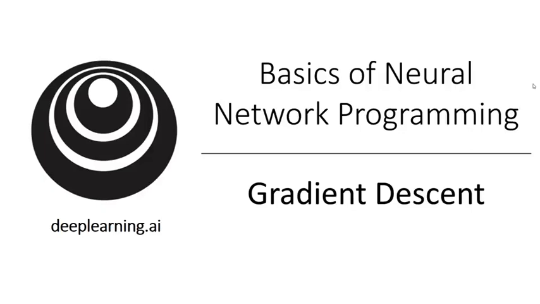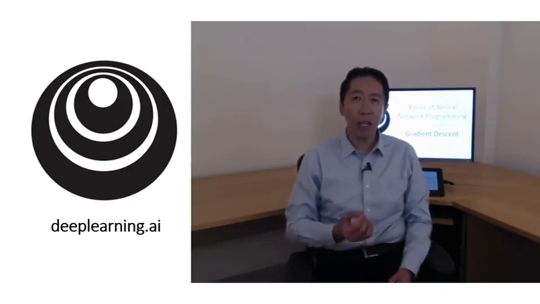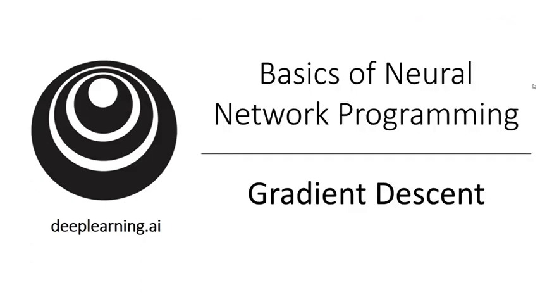You've seen the logistic regression model. You've seen the loss function that measures how well you're doing on a single training example. You've also seen the cost function that measures how well your parameters W and B are doing on your entire training set. Now, let's talk about how you can use the gradient descent algorithm to train or to learn the parameters W and B on your training set.